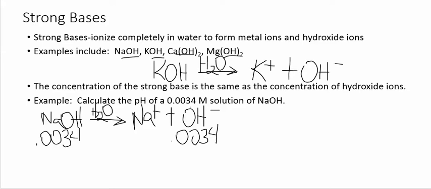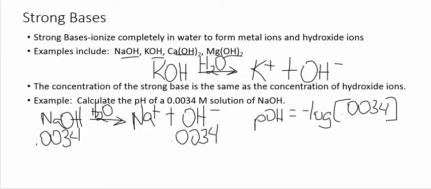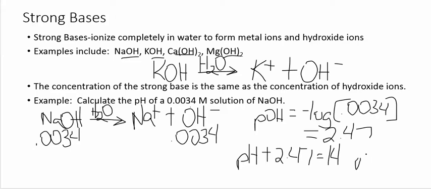In order to calculate the pH, I can find the pOH by taking the negative log of 0.0034. The pOH comes out to 2.47. Now I want the pH, and I know the pH plus 2.47 equals 14. So the pH, I would expect it to be basic, comes out to 11.53. And it is basic, 11.53.